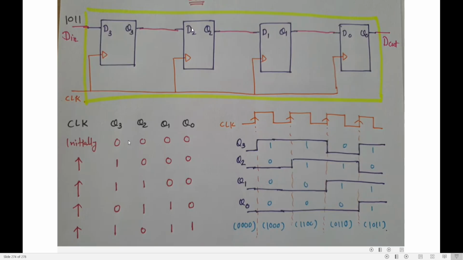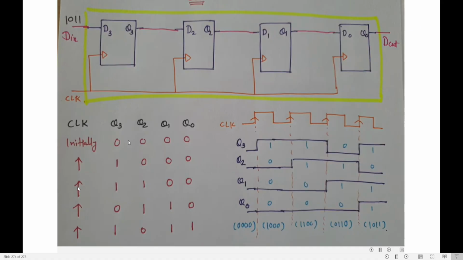Now see how it is constructed. Q3 is connected to D2, Q2 is connected to D1, Q1 is connected to D0. It means Q3 output will go to Q2. Previously Q3 was 0, that will go to Q2. Q2 was 0, that will go to Q1. Whatever value you have in Q1 will go to Q0.